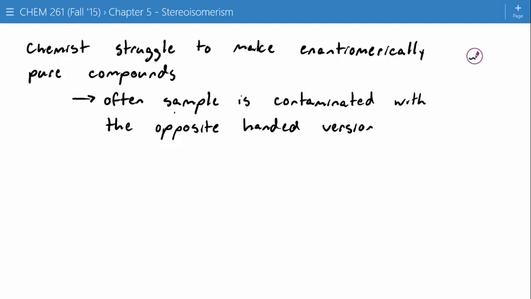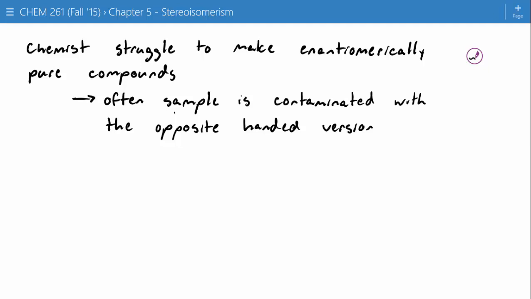So chemists need to come up with a system using the device shown above in order to measure how pure our compound is. Is it 99% pure? Is it 80% pure? I mean, it has the same boiling point. The only way we can tell it apart is how it spins that polarized light.